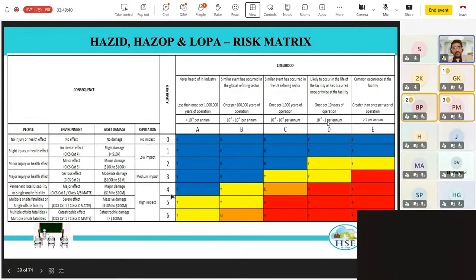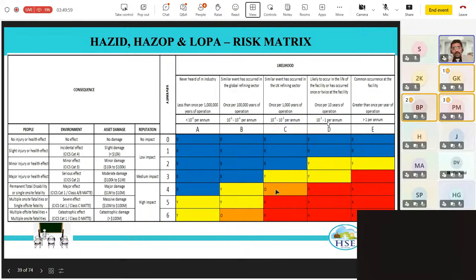So based on this, you look at the risk matrix based on the severity and the likelihood, and then you get the risk rank. Like if you have an incident of severity 3 that is happening at a C level, this is where you have your risk rank. Or you have a D.